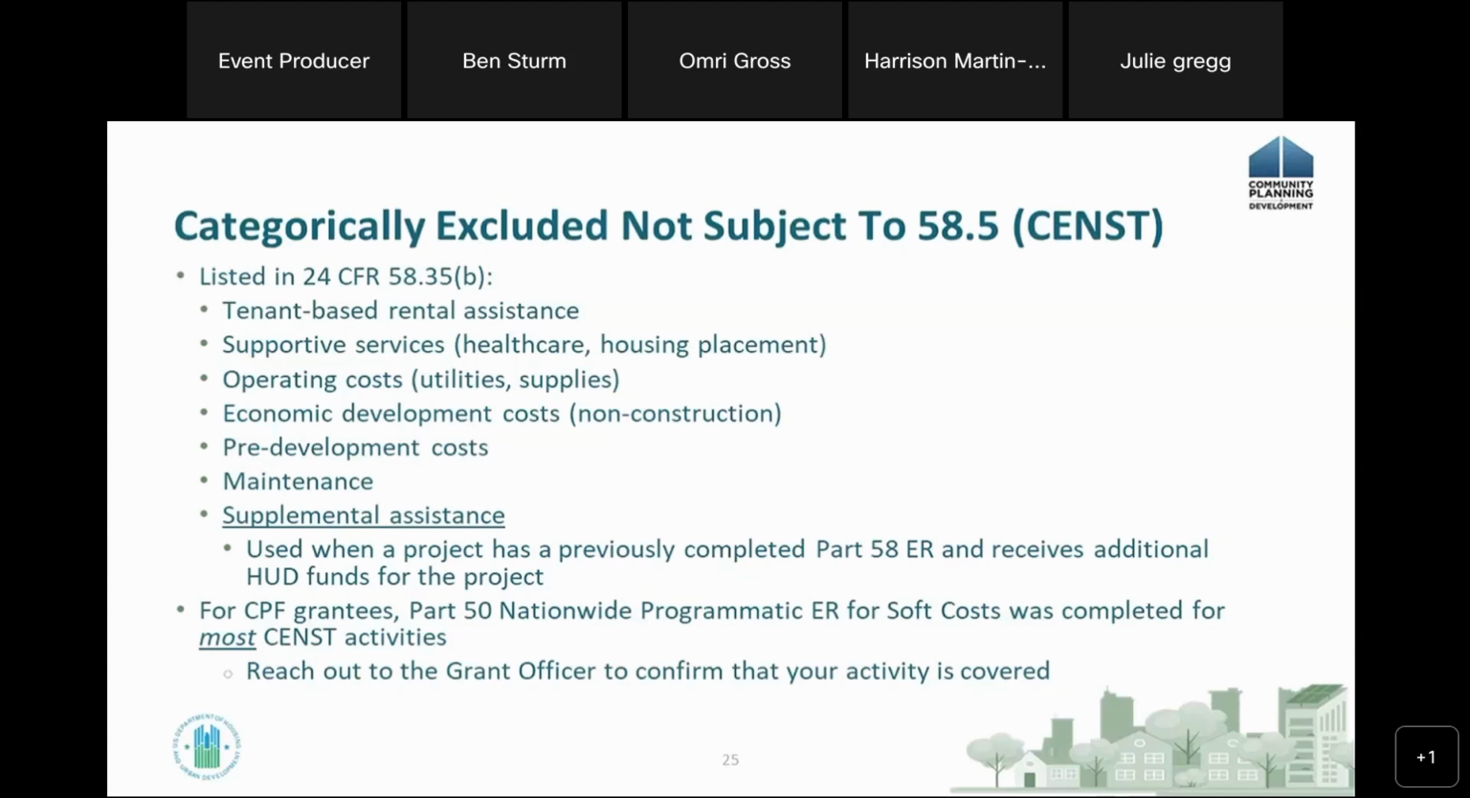The third CENST activity that I want to call your attention to is supplementary assistance, where additional funding is required for a project that has already been reviewed under Part 58 by the same responsible entity. That review is CENST under 58.35(b)(7).